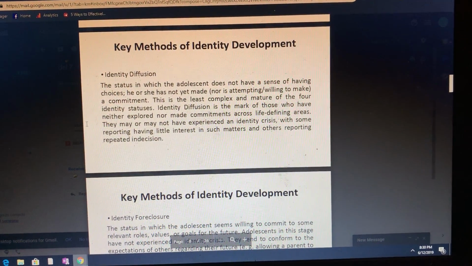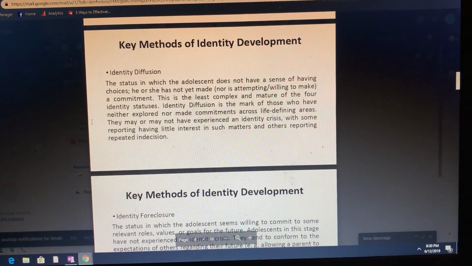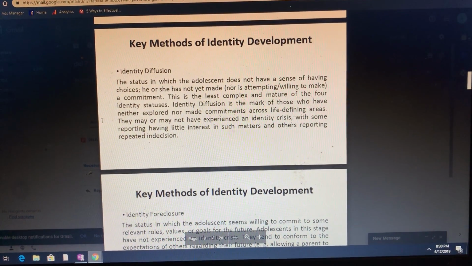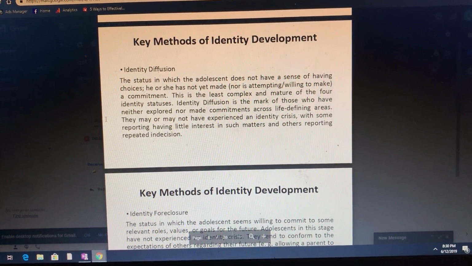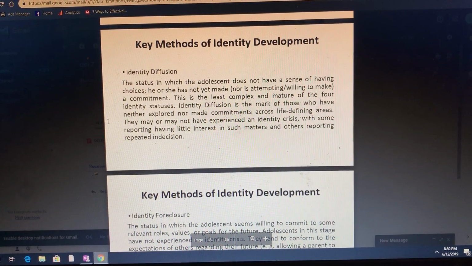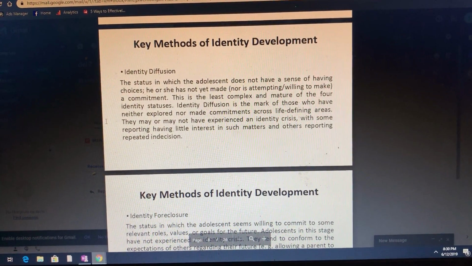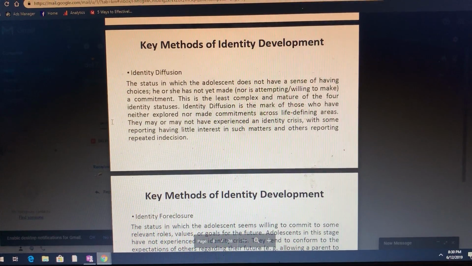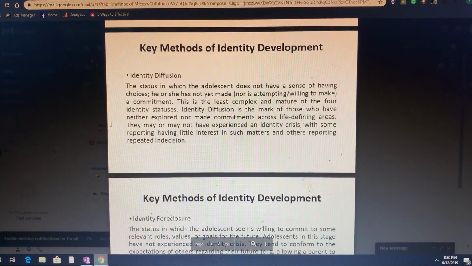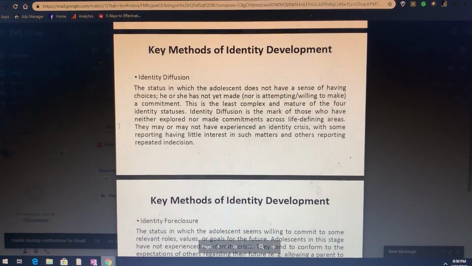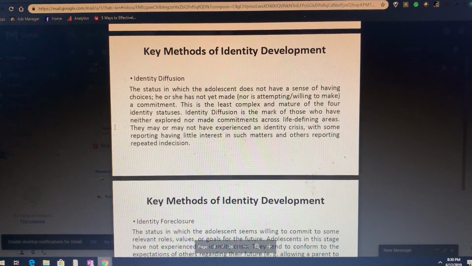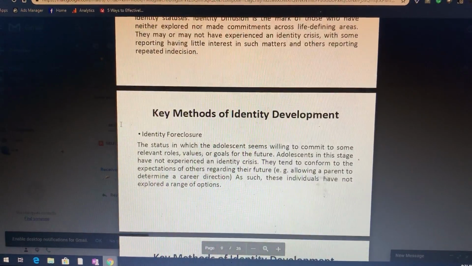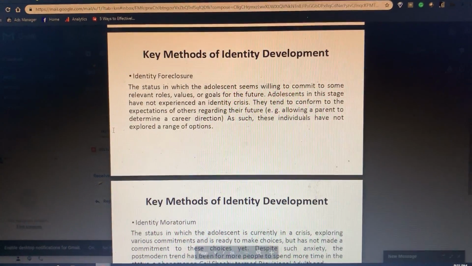Key methods of identity development: identity diffusion. The status in which the adolescent does not have a sense of having choices. He or she has not yet made, nor is willing to make, a commitment. This is the least complex and mature of the four identity statuses. Identity diffusion is the mark of those who have neither explored nor made commitments across life-defining areas. They may not have experienced an identity crisis, with some reporting having little interest in such matters and others reporting repeated indecision.